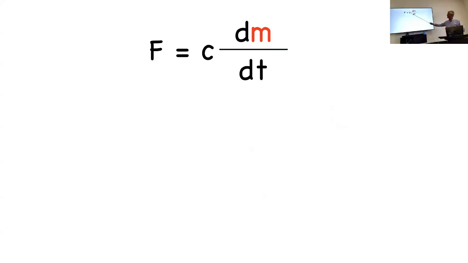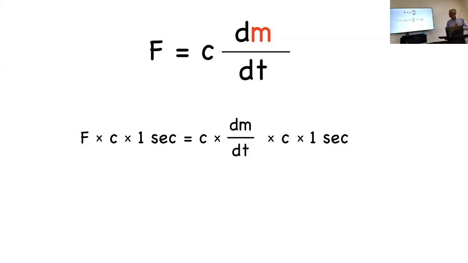So let's let the force act for 1 second. How far will the body travel in 1 second? Well, it's going close to the speed of light. So as an approximation, it would be c times 1 second. And so we can write it as force times c times 1 second on the left. And if we do that, we have to multiply the right-hand side by c times 1 second. Well, the point is this. This is distance, c times 1 second. So this is the energy that you've pumped into the body, specifically, the change in kinetic energy.